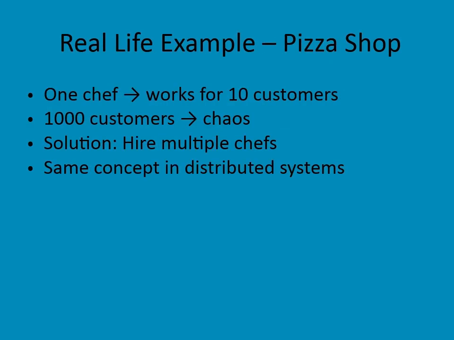Think of a pizza shop with one chef. Suddenly, 10 customers come into the shop and order food. Everything is fine, so one chef can handle 10 customers easily. But imagine if 1,000 customers arrive at the same time. Think about the chef, he or she will collapse. So the solution here is to hire more chefs to fix the problem, right? Distributed systems work the same way: more machines doing work together.